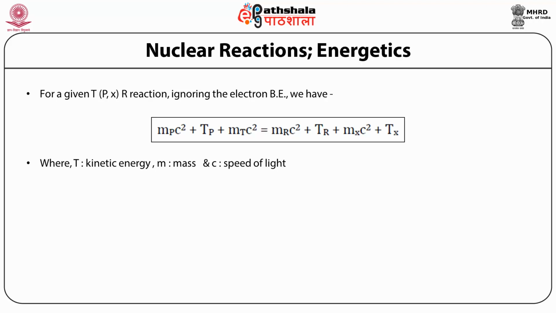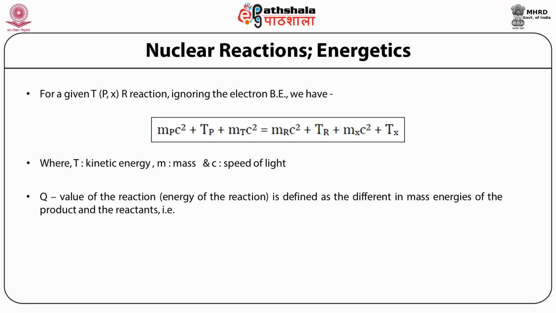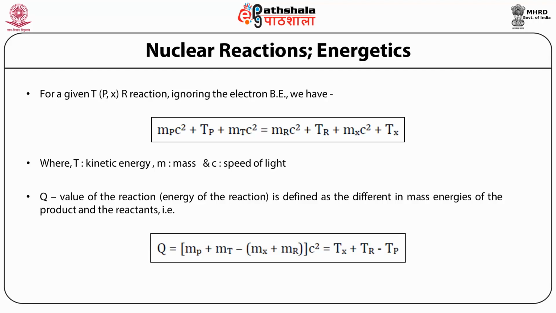What does this mean? For a given reaction in which particle p is being bombarded on target T and reactant R is produced along with the emission of a light particle like x, the total energy conservation law will give you this equation. The Q value of the reaction, also called the energy of the reaction, is the total energy involved in the reaction. It is defined as the difference in mass energies of the reactants and the products, that is, Q is equal to (Mp plus Mt minus (Mx plus Mr)) c², which is equal to Tx plus Tr minus Tp. So this is basically how the Q value in a nuclear reaction is obtained.